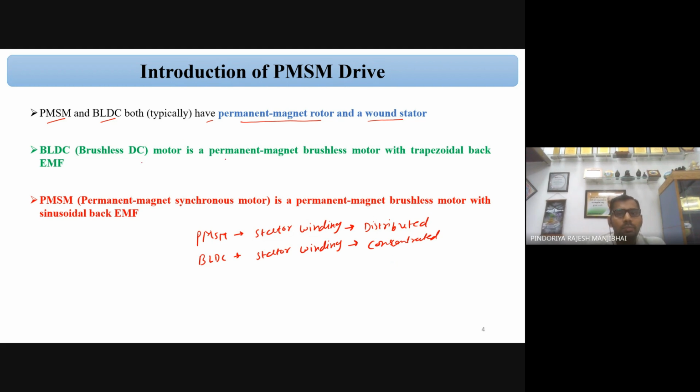The BLDC motor is a permanent magnet brushless motor with a trapezoidal back EMF. The back EMF is a trapezoidal waveform because of the concentrated winding. But the permanent magnet synchronous motor is a permanent magnet brushless motor with a sinusoidal back EMF. So here is a sinusoidal back EMF and here is a trapezoidal back EMF. In the yesterday class, we already discussed this waveform. But both are in the synchronous motor category, and depending on the winding structure, we classify the PMSM and BLDC motor.